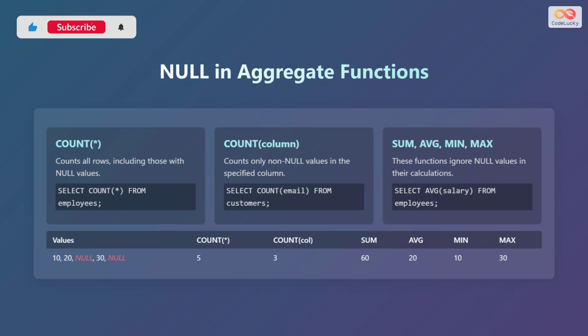To illustrate this point, let's say we have these values, 10, 20, null, 30, and null. Count * would return 5 because it's counting all the rows. Count column would return 3 because it's only counting the values that are not null. The sum would be 60. The average would be 20. The minimum would be 10. And the maximum would be 30.